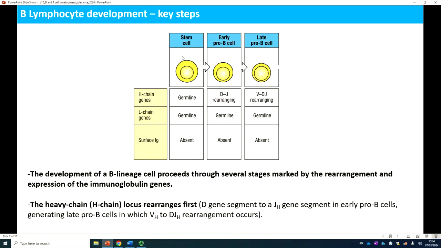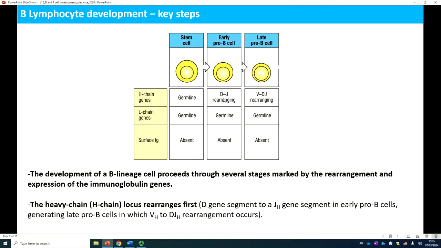Essentially we've got a stem cell here, and then it's developing into an early pro-B cell and then a late pro-B cell. And it's just showing down here the rearrangement that may be going on with the heavy chain and the light chain, and whether it's expressing surface immunoglobulin. So when we're going through the B cell development, we're proceeding through these different stages, and we're going through the different gene rearrangements. So what you can see is in the early pro-B cell, we're rearranging our heavy chain genes.